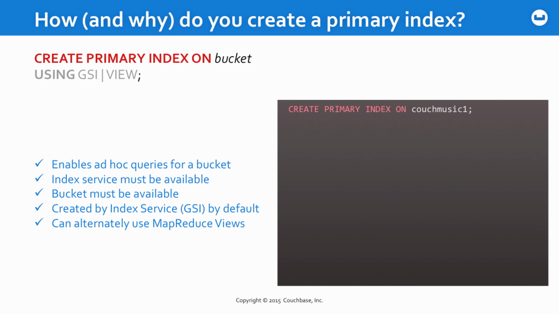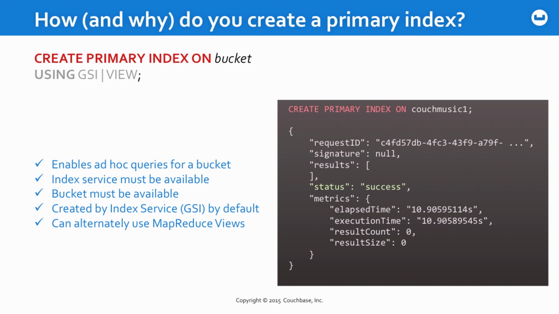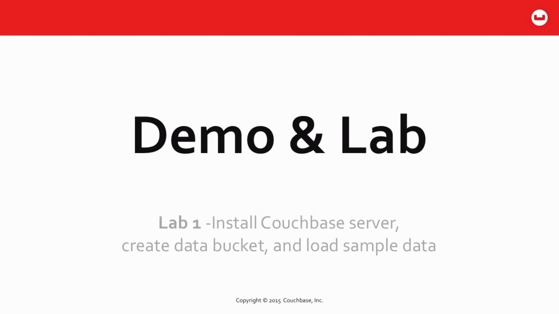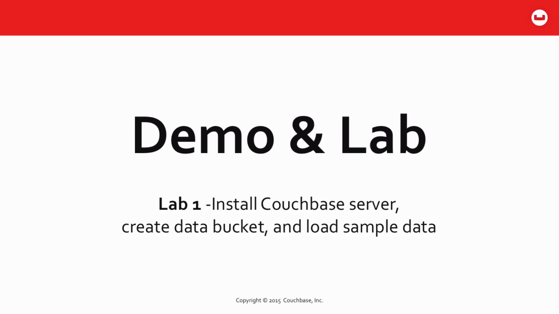So in a terminal, it might look like this. The result that you'll get back might look like this, indicating that there's a successful result, along with some additional metadata about the request that we'll discuss in further detail in a later module. So in the demo and lab, we're going to go in and make sure that you get Couchbase Server configured correctly. We'll create and load the data bucket with sample data as well.